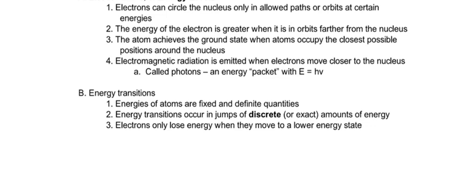Now, can I jump halfway between the ground and the chair? No, I can't float in space, sorry. I'm either on the chair or I'm on the ground, and that's it. So that's what we mean by the energy transition occurs in jumps of discrete or exact amounts of energy. I can't be anywhere in between, okay? So that's an exact amount of energy. That is a quantum of energy, okay?